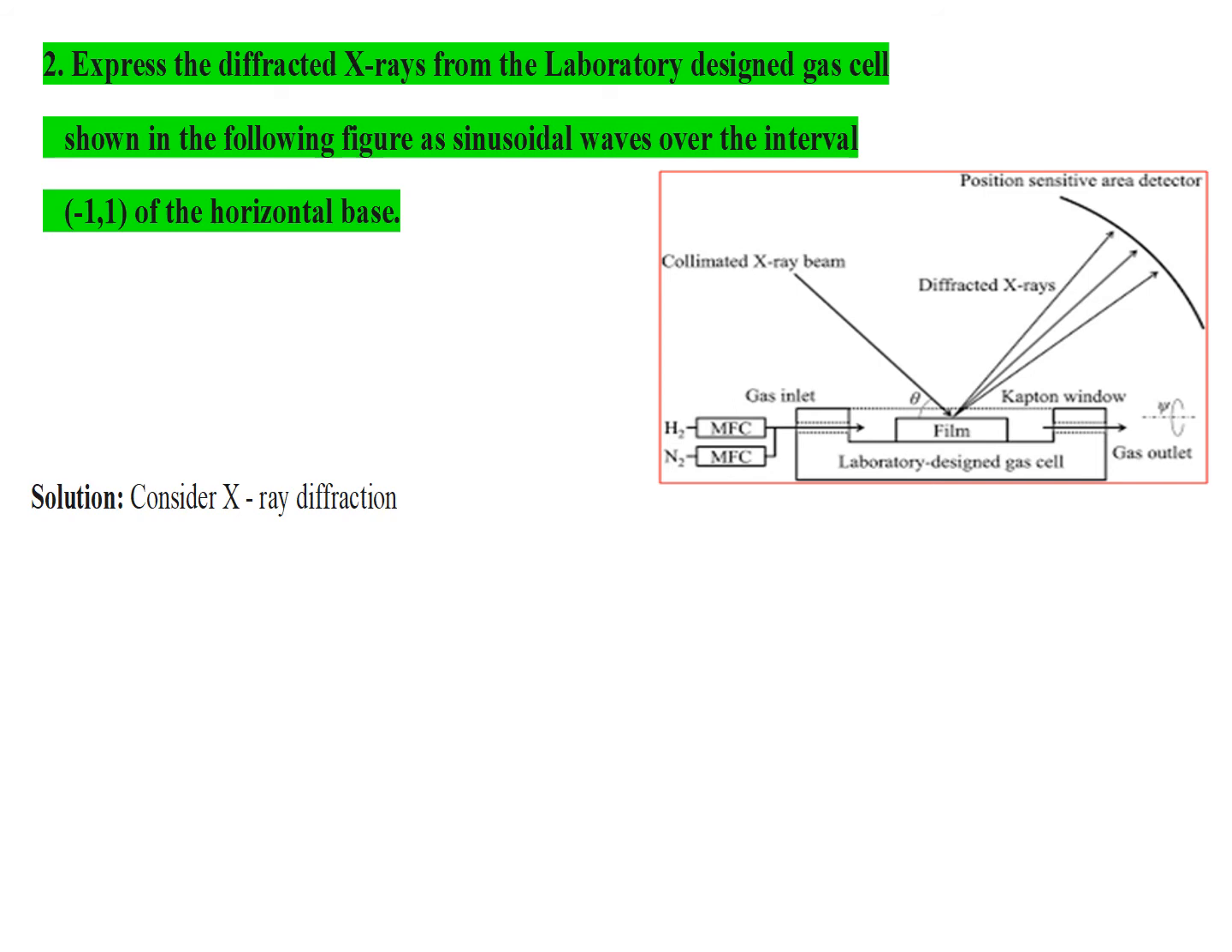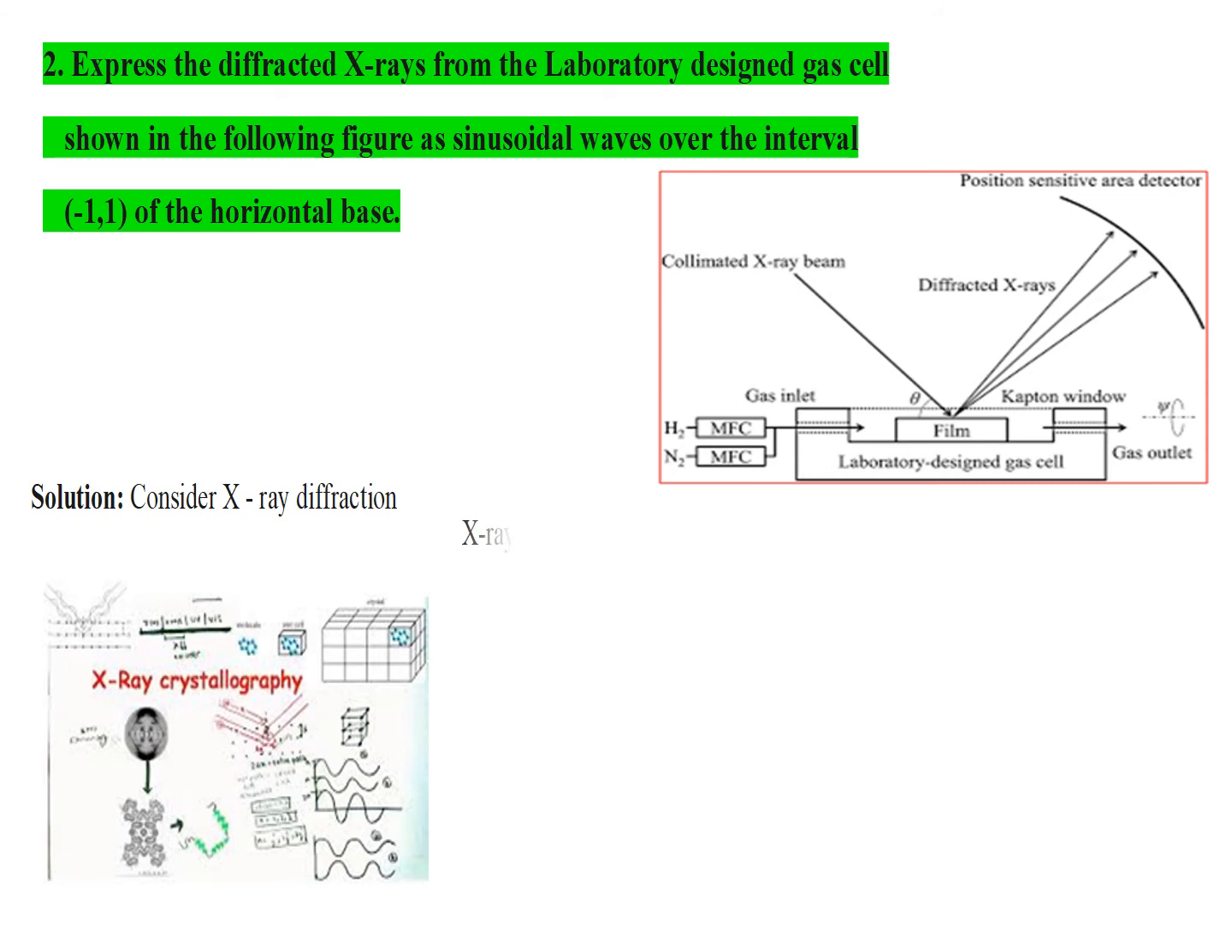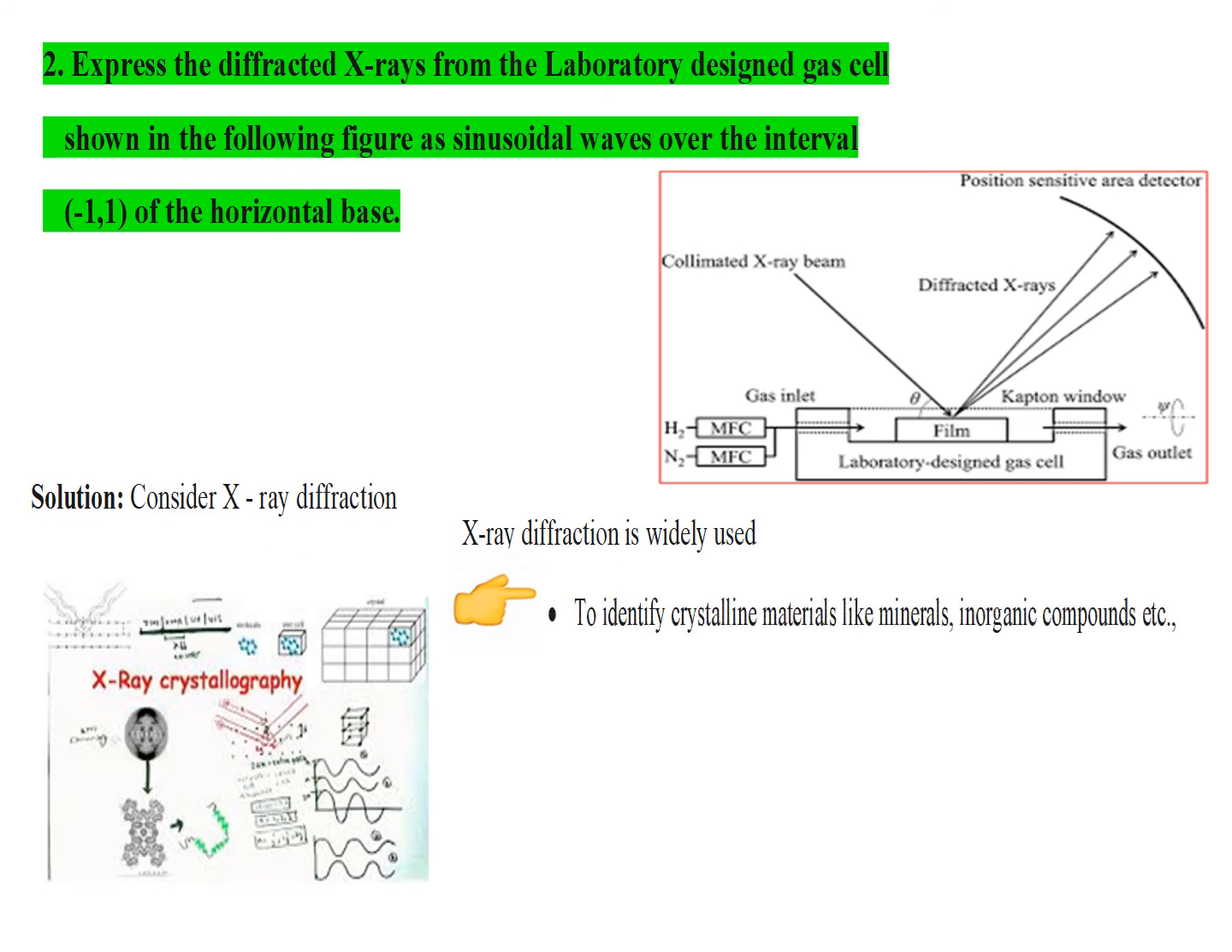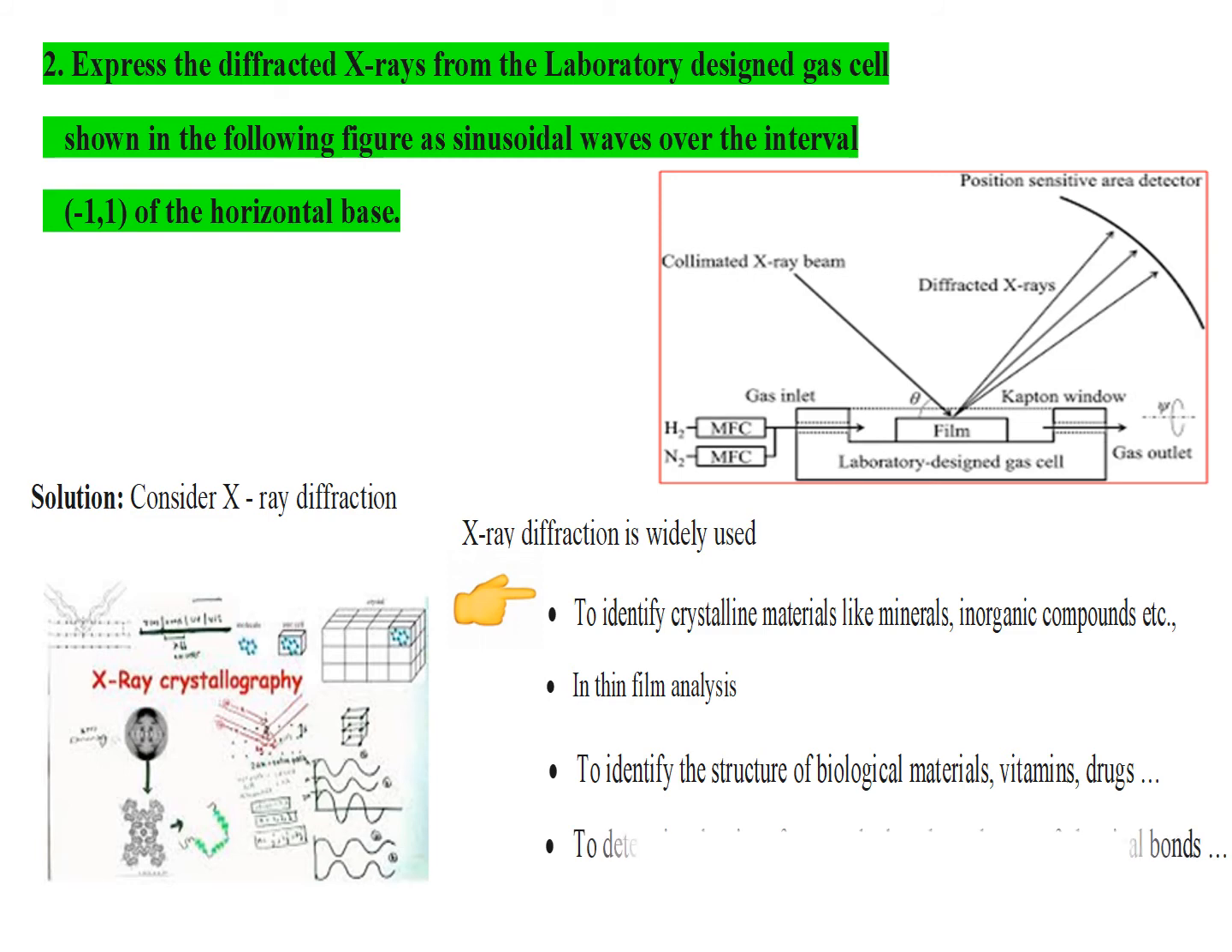Now consider actually X-ray diffraction first. X-ray diffraction is very much useful nowadays in many fields. All of you would have already known all these, but just a few points, let us refresh. X-ray diffraction is widely used to identify crystalline materials like minerals, inorganic compounds, etc., and in thin film analysis, and then to identify the structure of materials in biology and chemistry like vitamins and drugs.